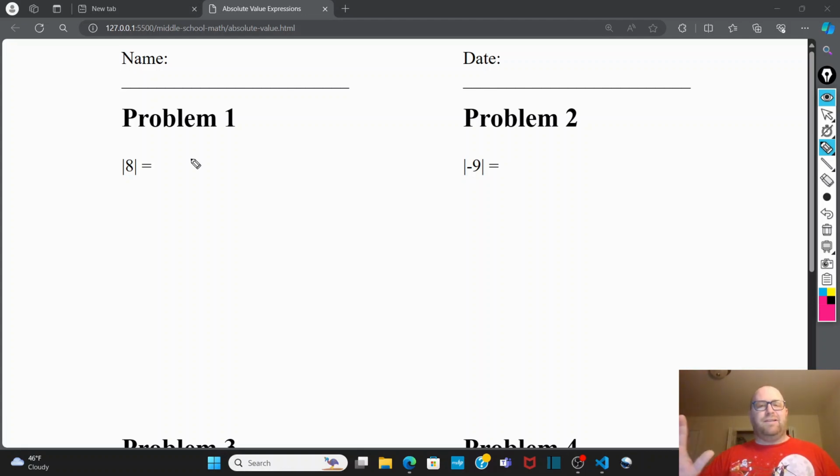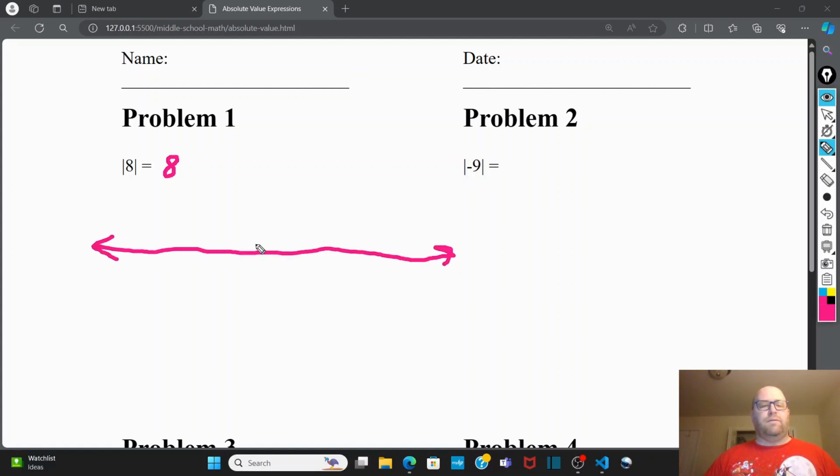Absolute value is the distance a number is away from 0 on the number line. So if we're thinking about the absolute value of 8, yeah, you're going to get positive 8. But the reason being is that the distance from 0 to 8 on the number line, well, that's 8 units. If we're measuring the distance, it always has to be a positive number. And that's why we get positive 8 when we take the absolute value of 8.